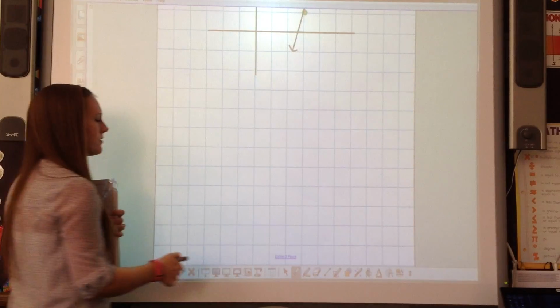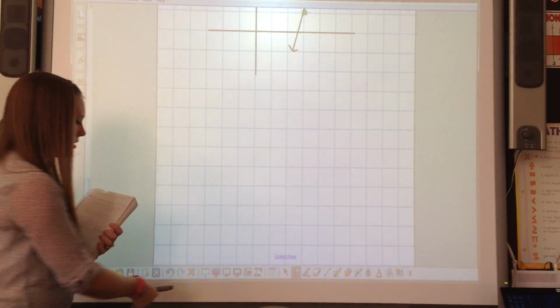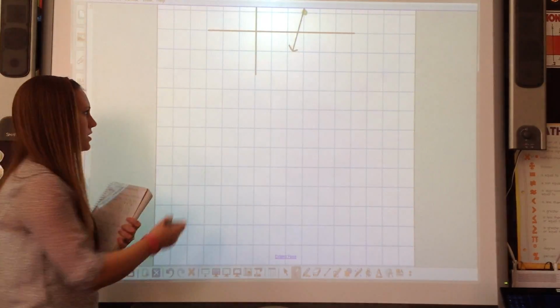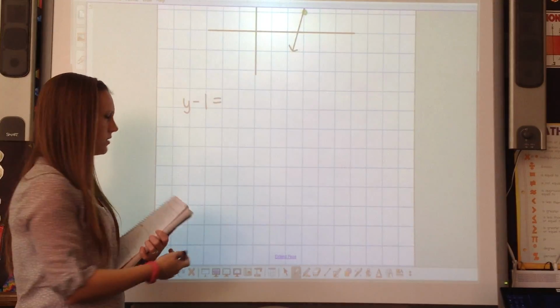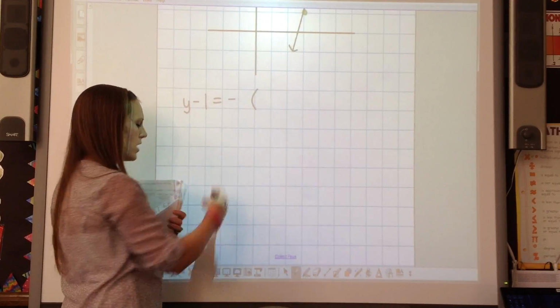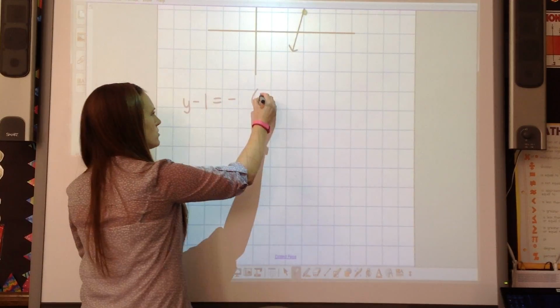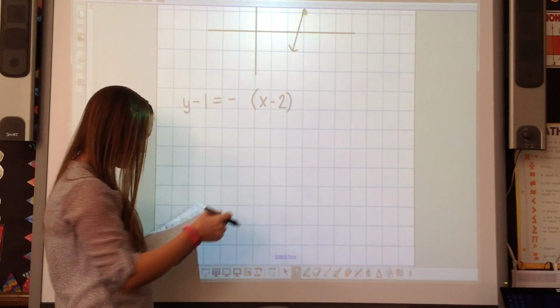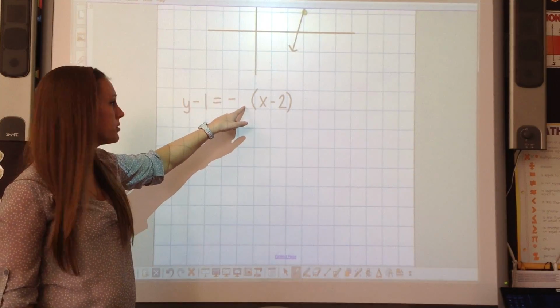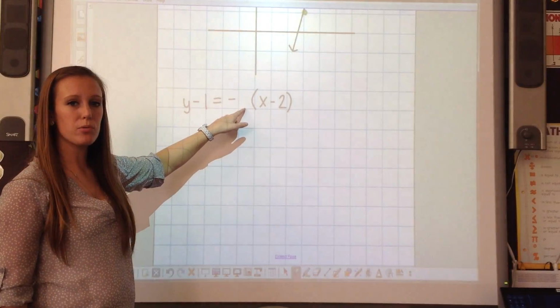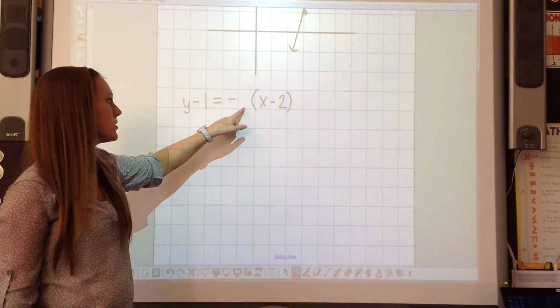I want you to try graphing this equation: y minus 1 equals a negative times the quantity x minus 2. Think about if there's not a number here for slope. Think about what number would be here. It's not 0, it's something else.